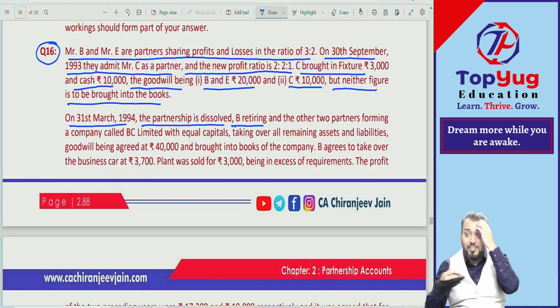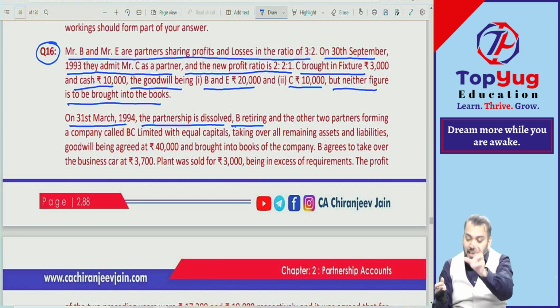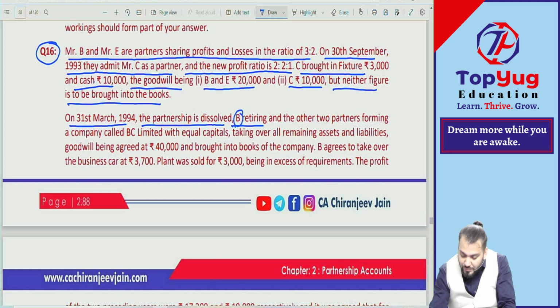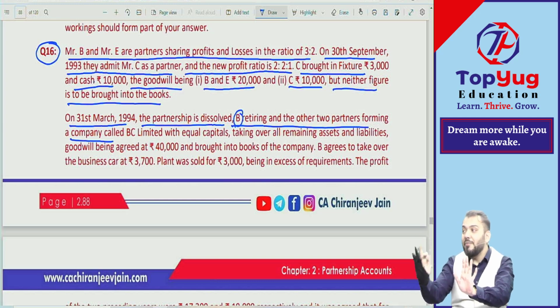But what do they want? We need to understand the emotions of the question. Out of B, E and C, E is going out. Correct? Oh sorry, B is going out, and the other two partners are forming a company. Oh, means it is not retirement.